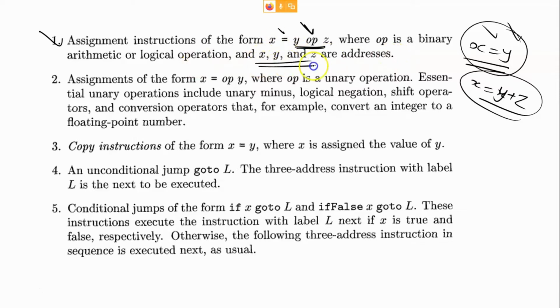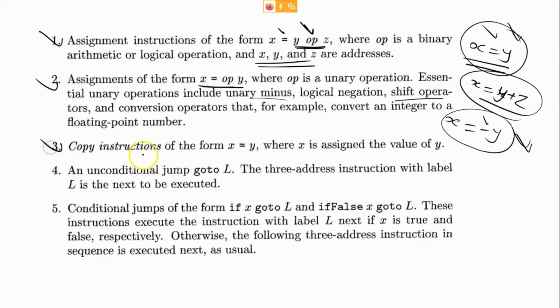Here x, y, z are the addresses, of course. Next, when you have this type of instruction, x is assigned the value minus y, so this minus is a unary operator. This type of instruction is also allowed, and it is also three address code. Of course this minus could be any unary operator, like logical negation, shift operation, or conversion operation.